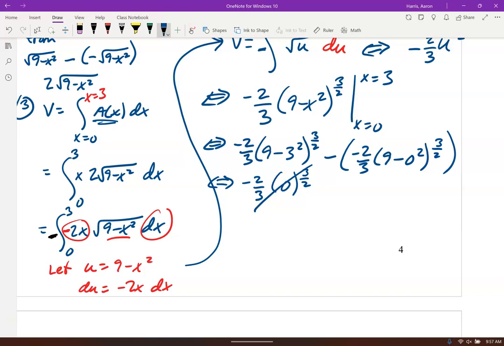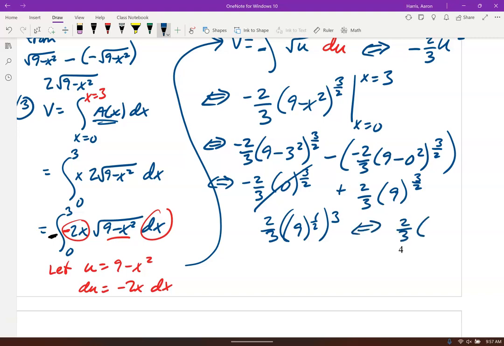Well, that's gone. And then I got a plus 2/3. 9 minus 0 is 9 to the 3/2. So we got 2/3, that's 9 to the 1/2 to the third, so square root of 9 is 3, and then I take the third, 27. 27 times 2/3, looks like I got 18. And these are whatever my units are cubed.